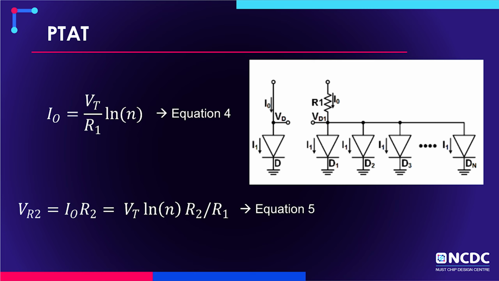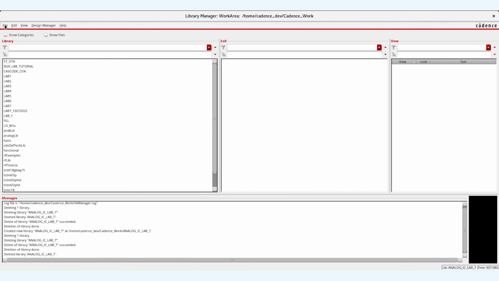Now that we have understood the concept behind BGR and how to develop a reference voltage based on a CTAT and a PTAT, we will move on towards designing BGR in Cadence Virtuoso. To start designing the BGR, first create a new library and give it a meaningful name, such as analog_IC_lab_7.